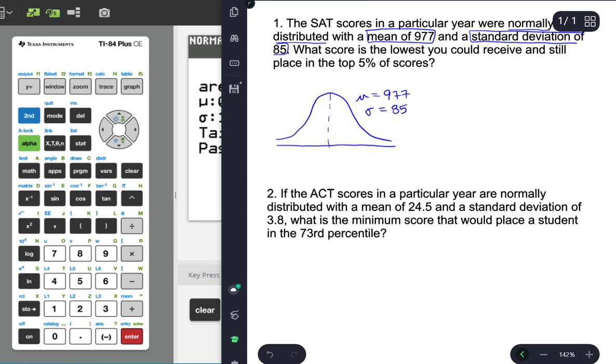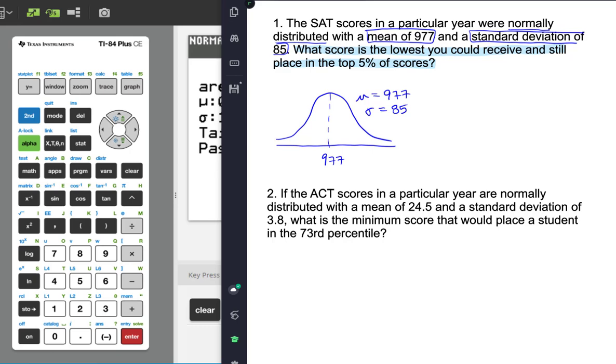So the mean of 977, we know that can be found right in the center of the distribution, so I can place that there. And now I'm ready to answer the question. And the question's asking me, what score is the lowest you could receive and still place in the top 5% of scores? So it's not asking for a probability. If it were asking for a probability or a percentage, I would need to use the function normal CDF. But if it's asking for what score or what percentile, these types of clues are telling us to use inverse norm. Because if I'm looking for a score, I'm looking for something relative to that mean and standard deviation.